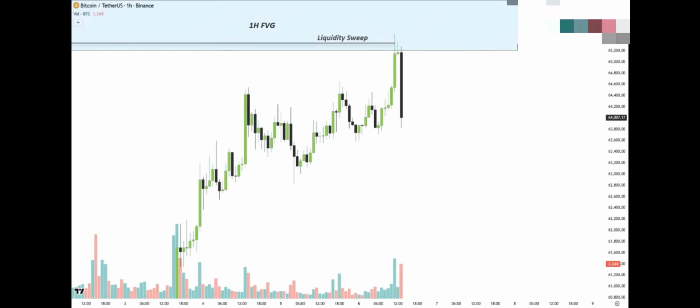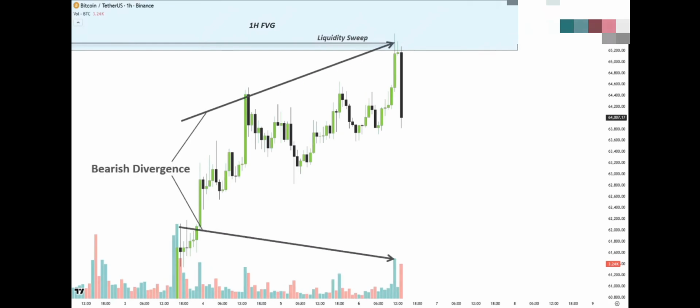Now, if we check the volume indicator, we can see that as price continued moving upward toward the FVG, the volume bars started getting smaller. This tells us that even though price was pushing higher, buying pressure was weakening. That creates bearish volume divergence. In simple words, price is moving up, but volume is not supporting that move.